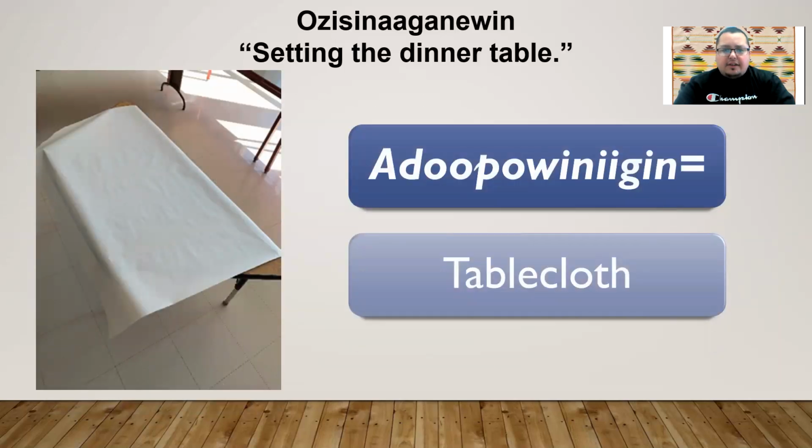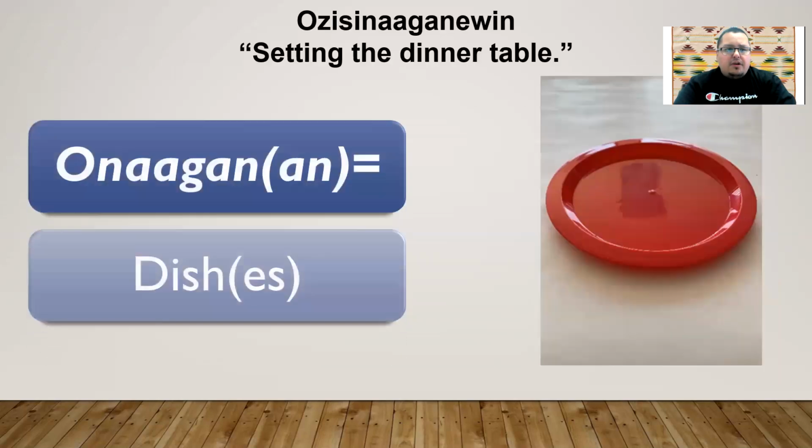Tablecloths. If you use a tablecloth, there's a word for that in the Ojibwe language: Adopowinigan. Okay, tablecloth. Onaagan, a dish or a plate. Onaaganan, dishes or plates, however you want to say that. Onaagan, Onaaganan, dishes or plates for plural.